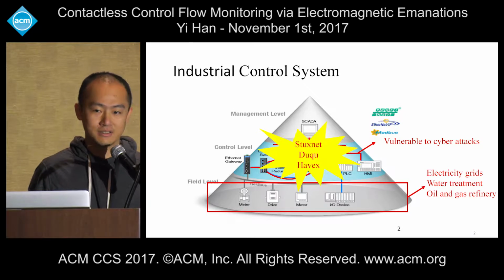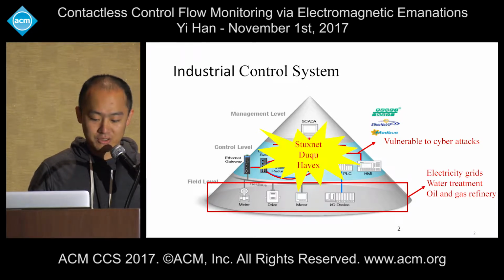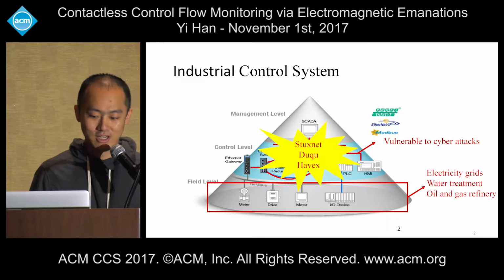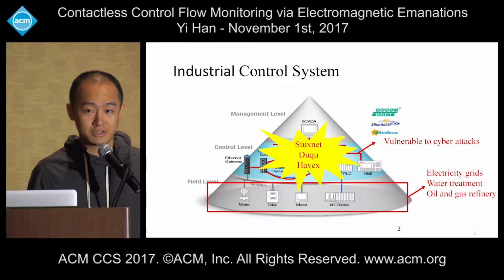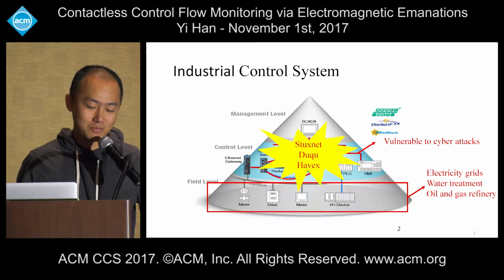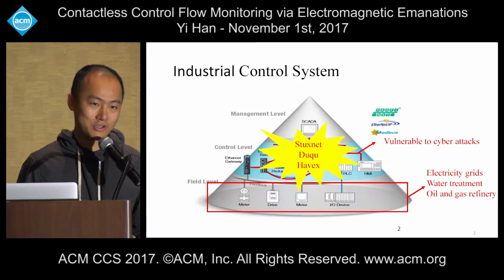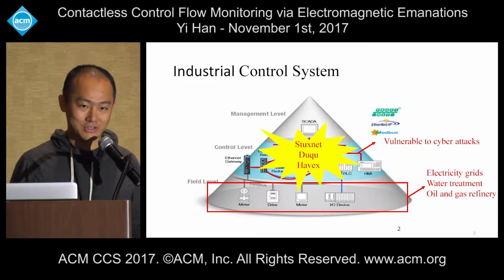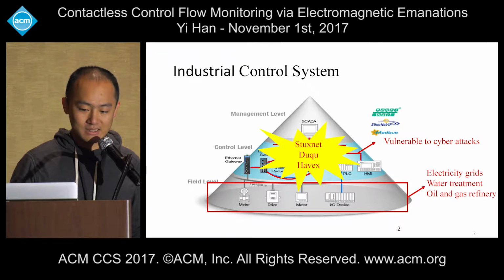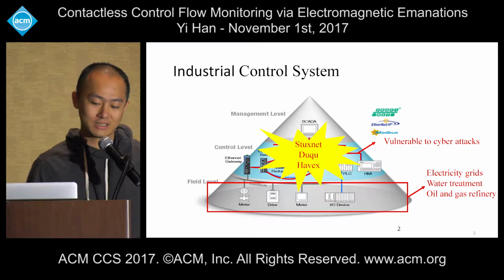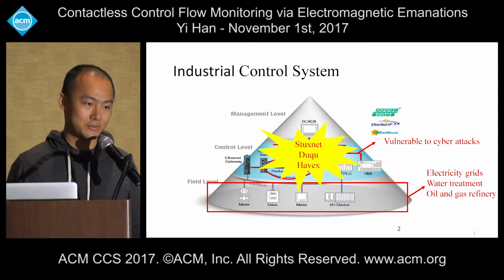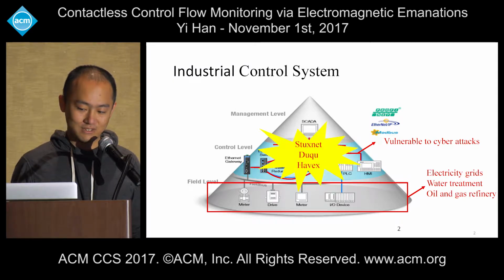They're connected directly to the physical world to control applications like the electricity grids, water treatment, oil and gas refineries. So they control these very important infrastructures. So the compromise of them will cause catastrophic damages. So they are attractive targets to the attackers. These cyber physical systems are internet connected, so they are vulnerable to cyber attacks.